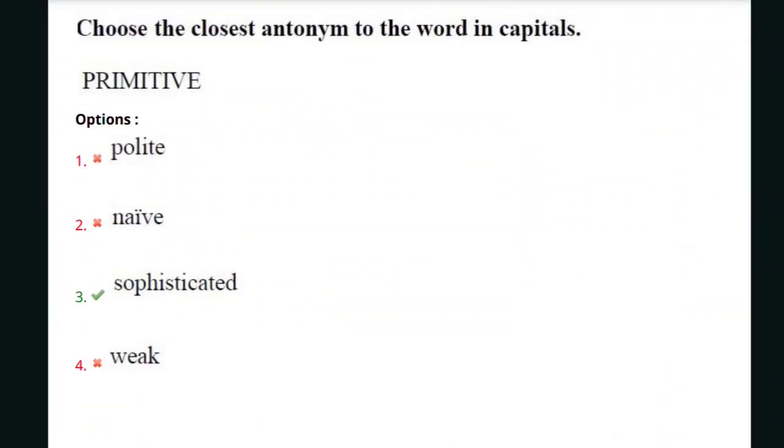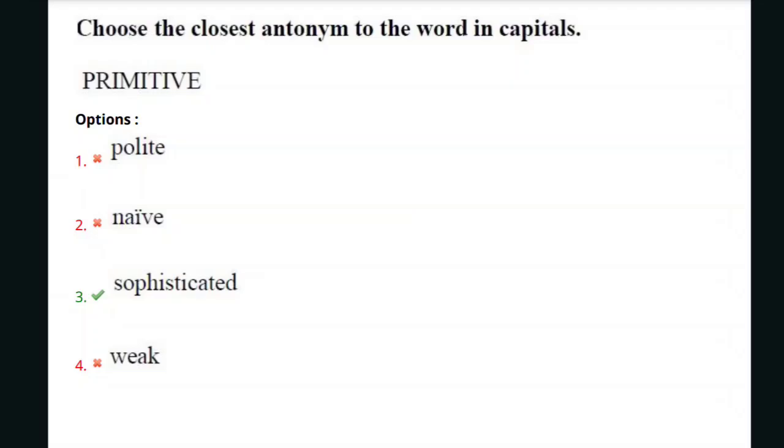Choose the closest antonym to the word in capitals, and the word is primitive. Primitive means, let's look at the other options. Options are polite, naive, sophisticated, weak. Primitive means very basic, ancient, or unsophisticated.